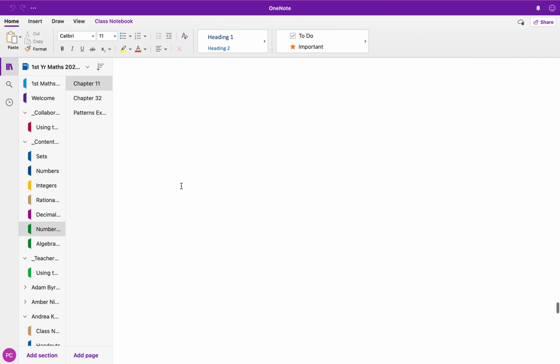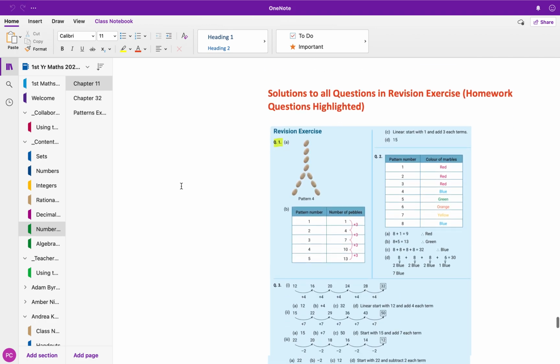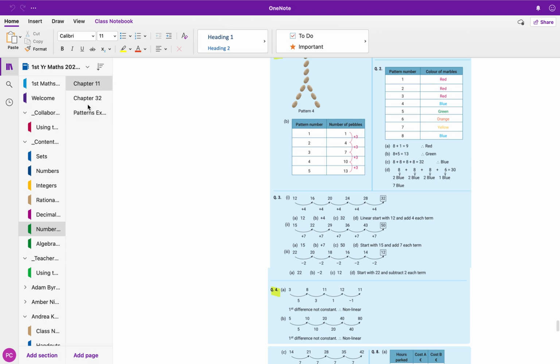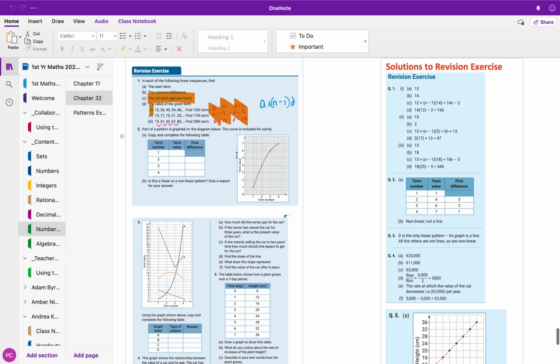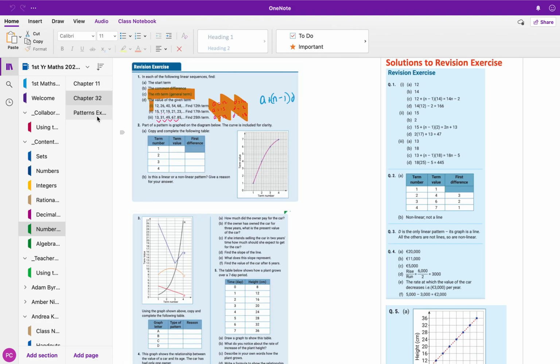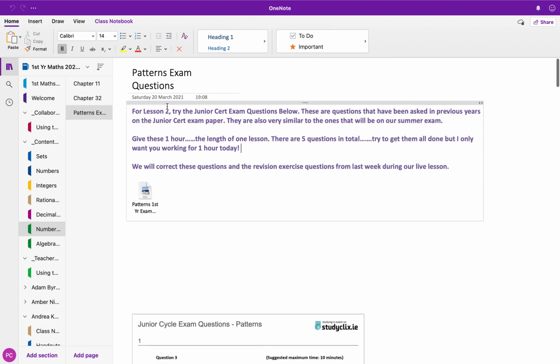So all of this stuff here about patterns, it's not loading now. Then we moved on to the second stuff which we've been doing up to now, and then this is a new one, patterns exam questions, right? I've called it patterns exam questions. It's up here, and here's the instructions.